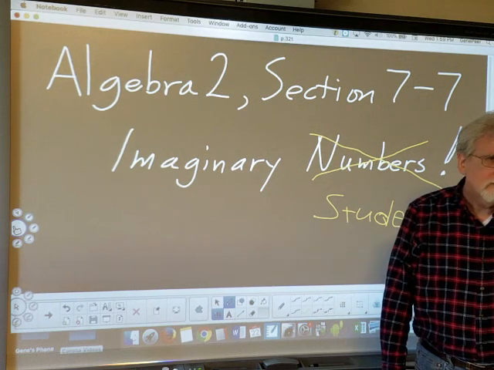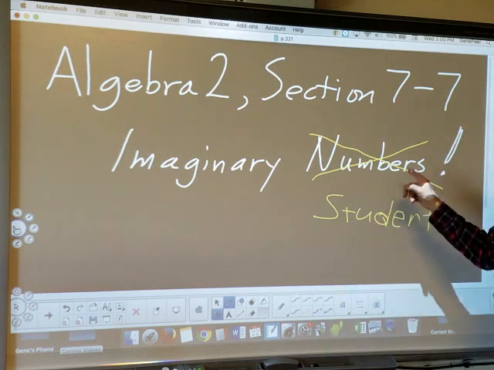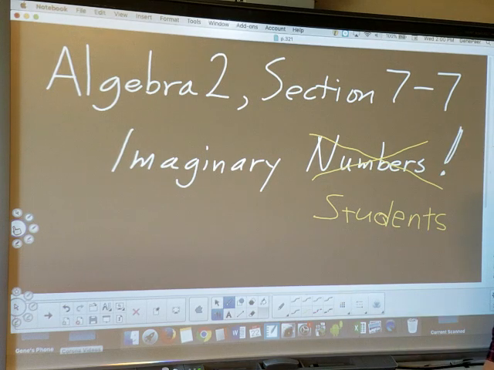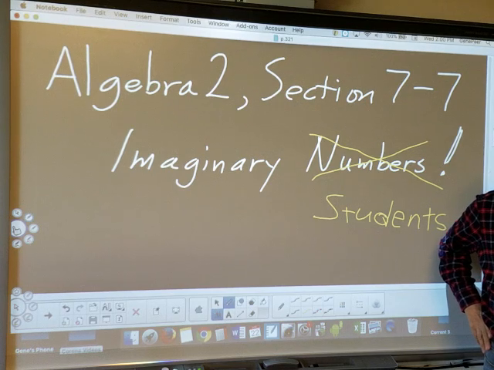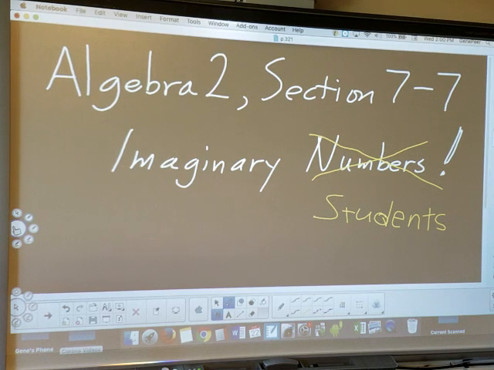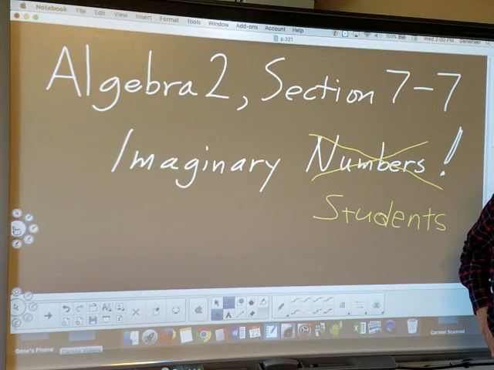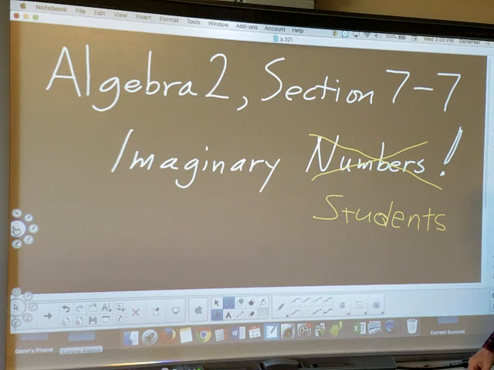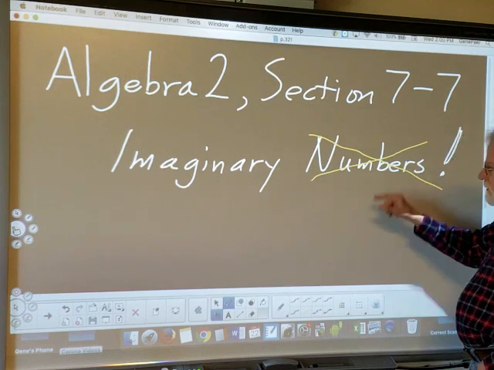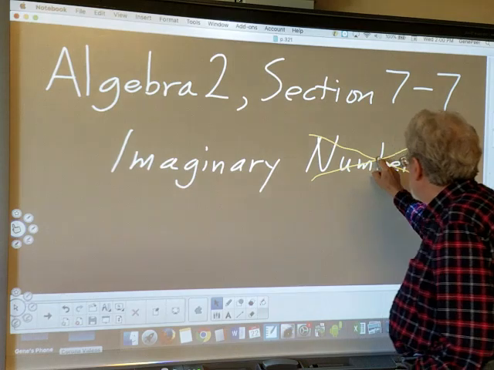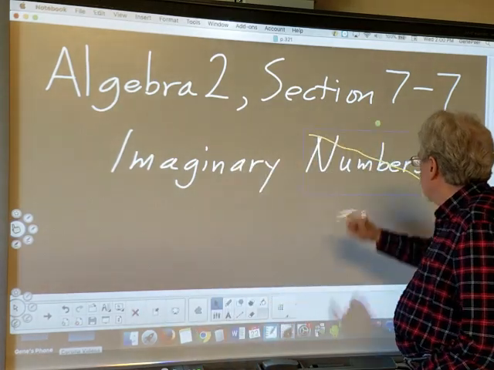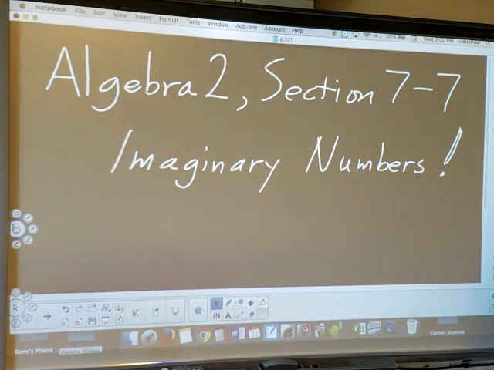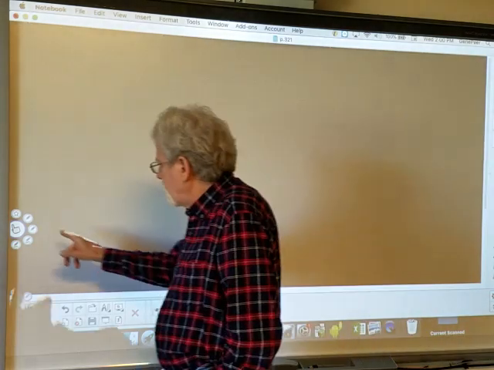Imaginary student, what? Did you do this? Well, yes. Why? I thought you made a mistake. Aren't you studying me? No, I'm not studying you. We are studying imaginary numbers. Good grief. And you need to take some writing lessons. That handwriting is horrendous. No, we are studying imaginary numbers, not students. Section 7.7.